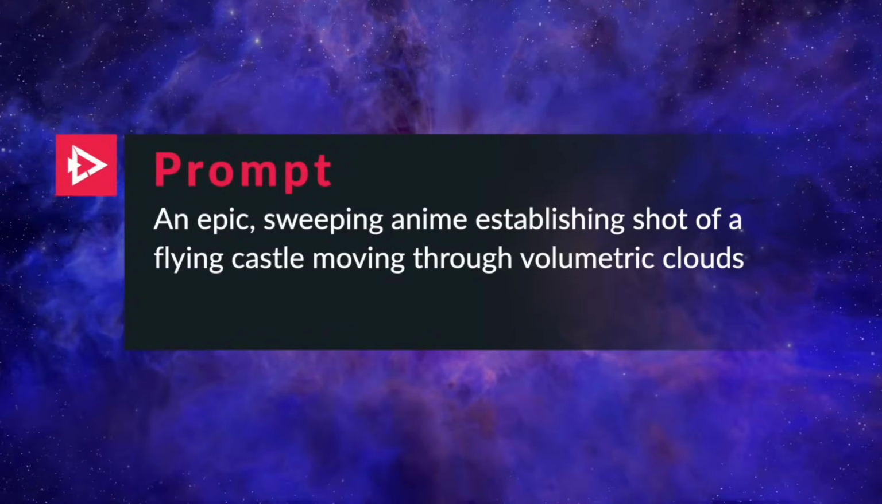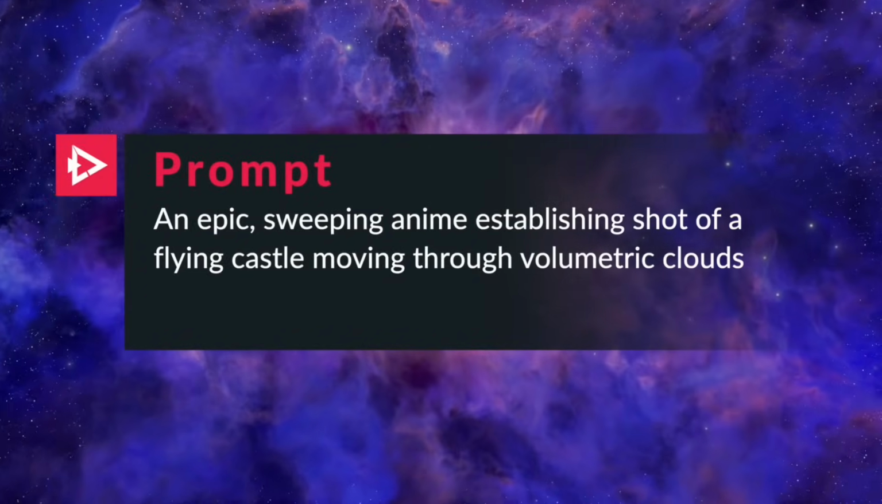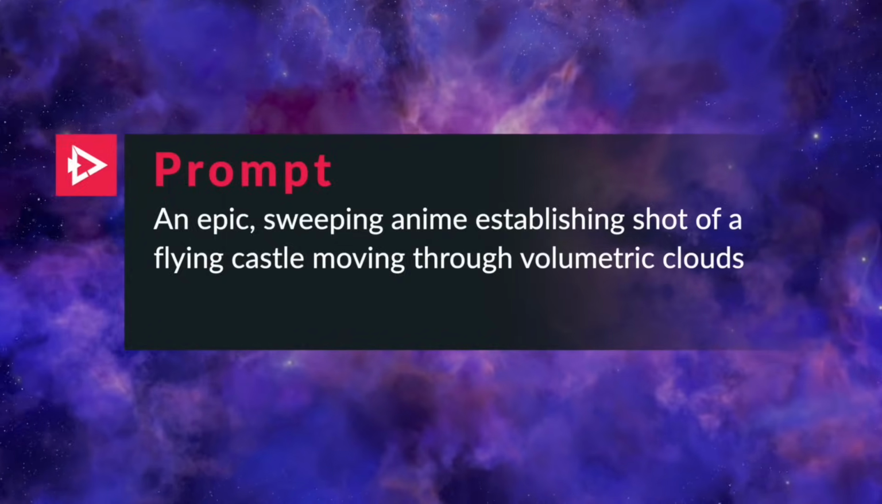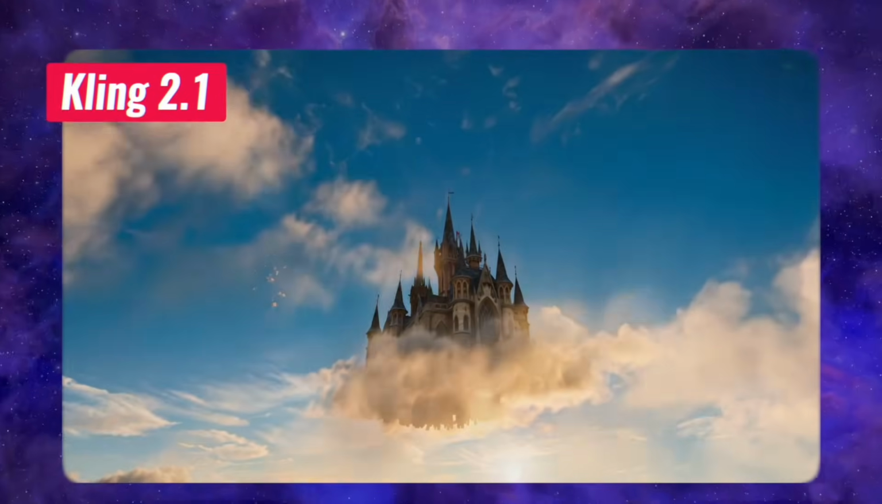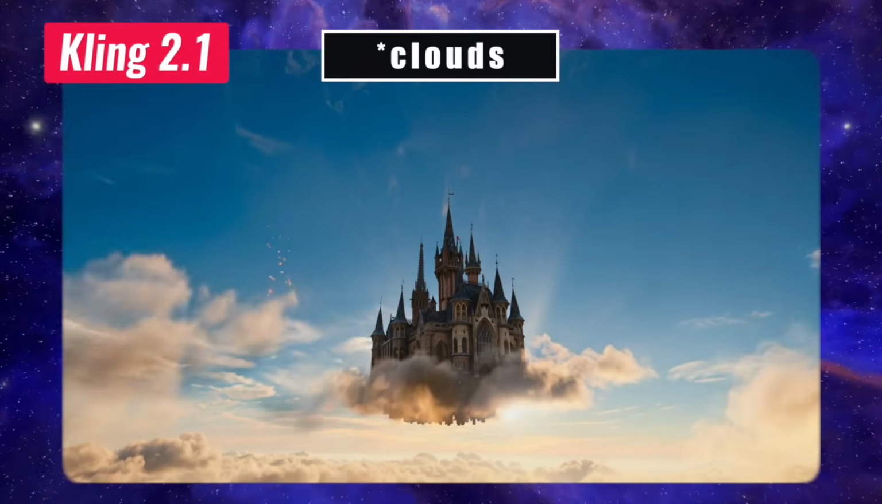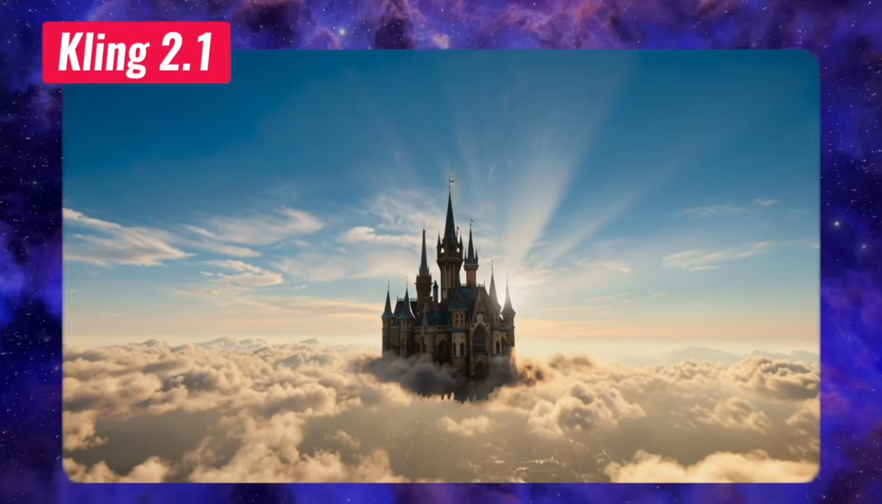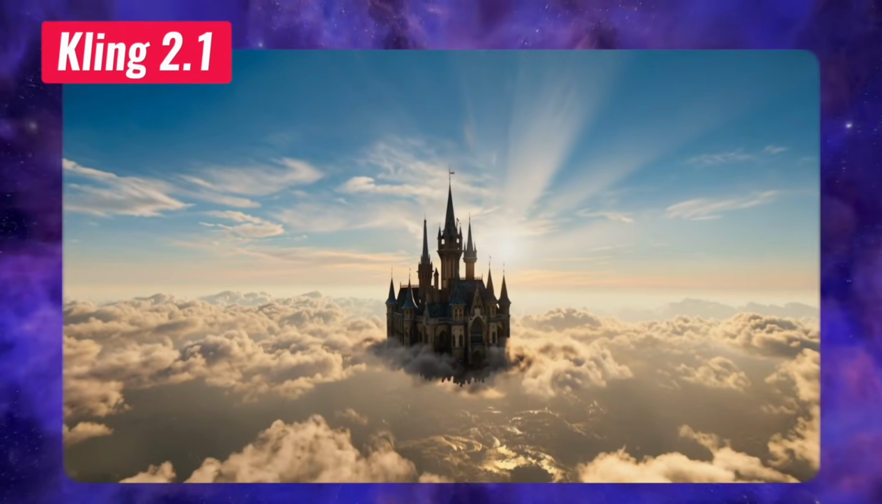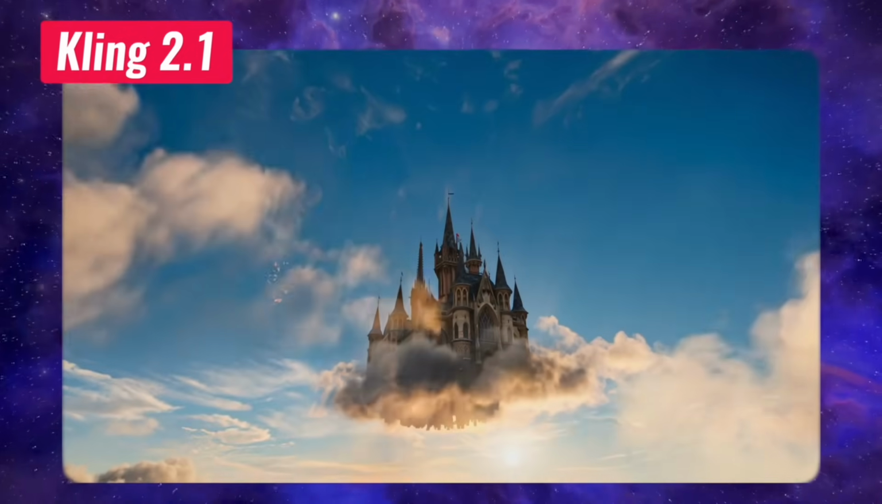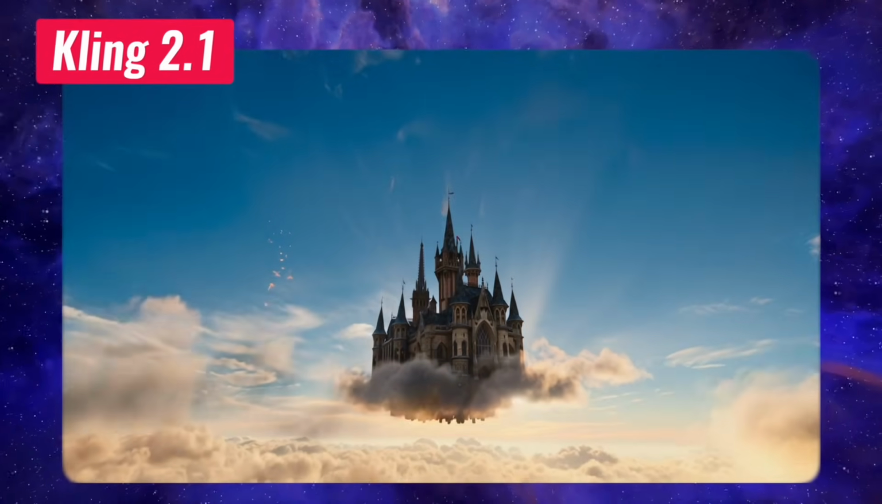Let's switch up the art style completely with this next one, an epic sweeping anime-style establishing shot of a flying castle moving through volumetric clouds. First, Kling's generation. We get this floating castle in the mountains, but the art style feels more realistic than anime. The castle itself is also static, it's only the camera that's moving, not the castle. It's a pretty scene, but it missed the anime look.